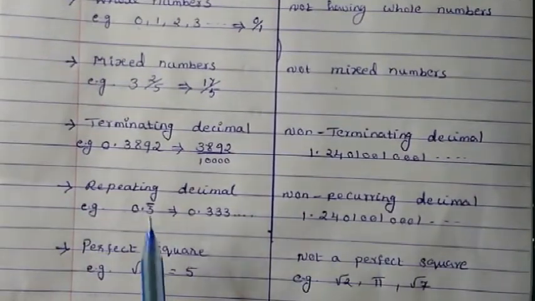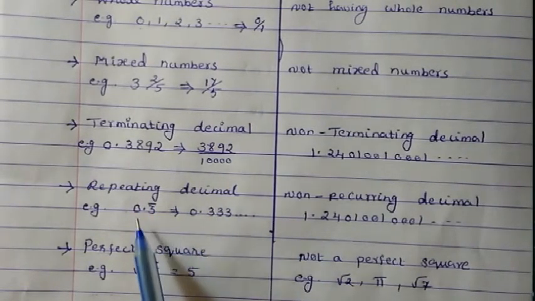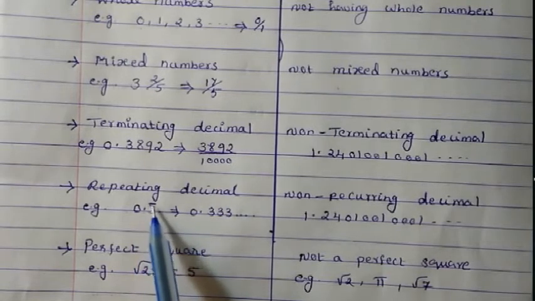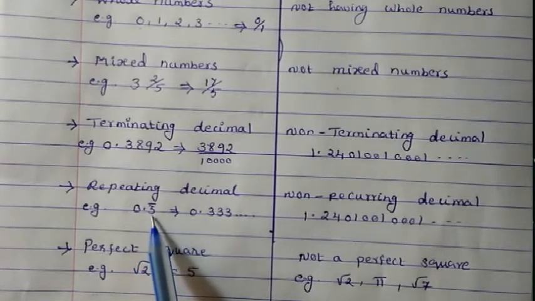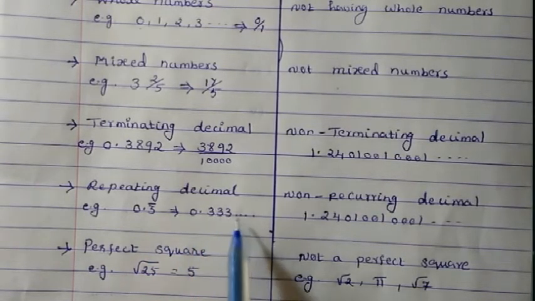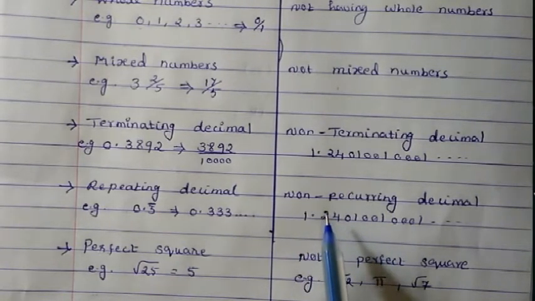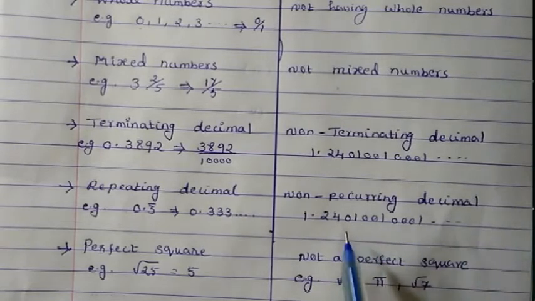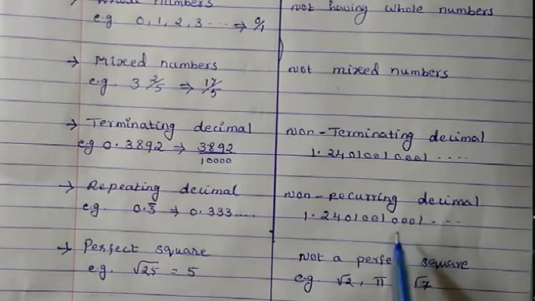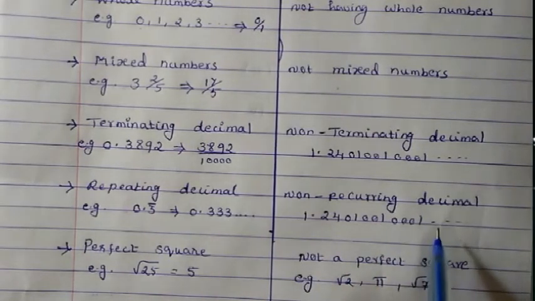And one more point, rational numbers can be repeating decimals. Example, 0.3 with a bar, meaning this number is repeating. So we can write it this way, 0.333, and it keeps repeating. But irrational numbers are non-recurring decimals. They don't reoccur. The same pattern doesn't come. Whereas here, the pattern is repeated. Here, no pattern is being repeated.